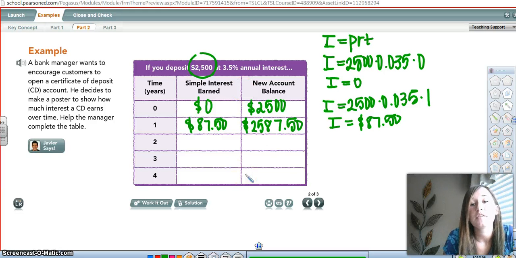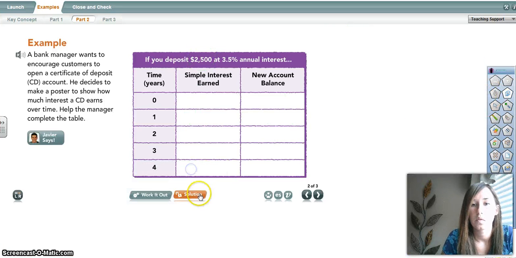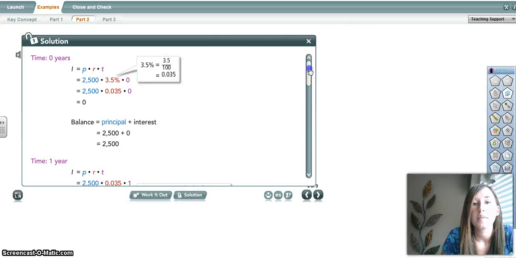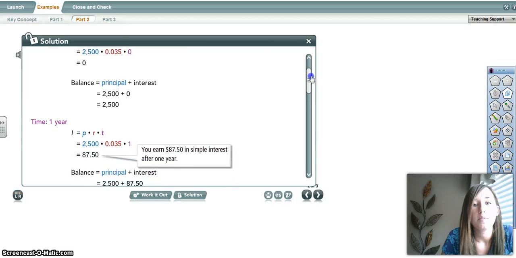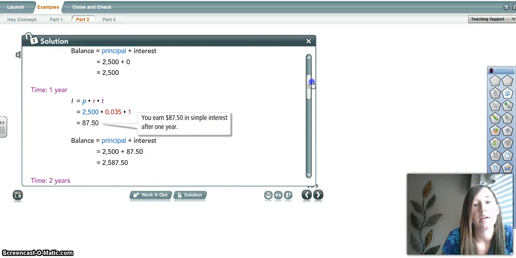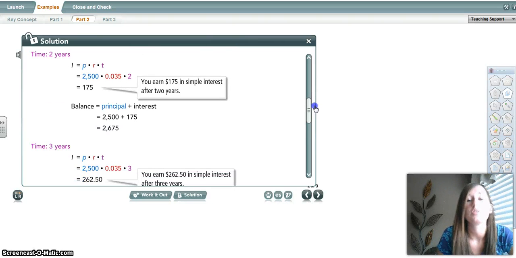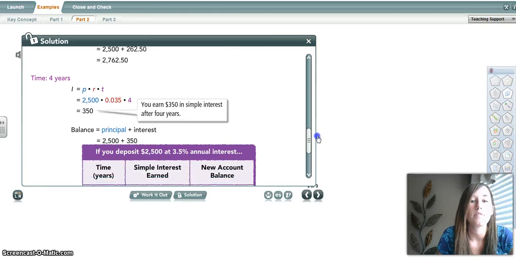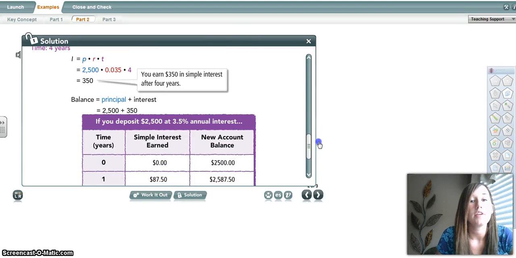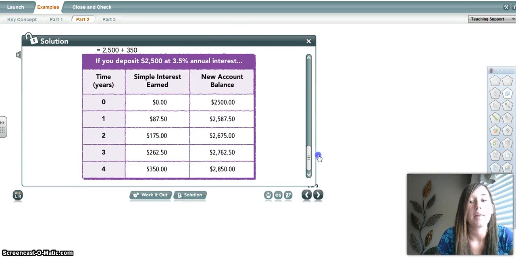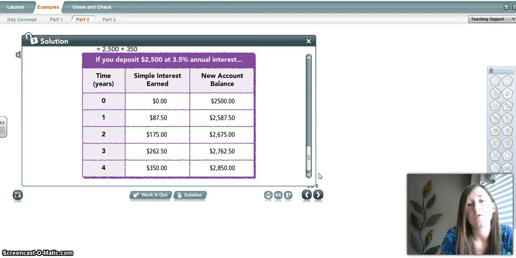Go ahead and complete the chart. You can pause the video to do it. As you complete the chart, you will calculate just with a new amount of time each time you do it. Like we're using 2%, 2 years, then 3 years, then 4 years. Adding that interest that you find to your principal to get your balance. And here's how your table should look.